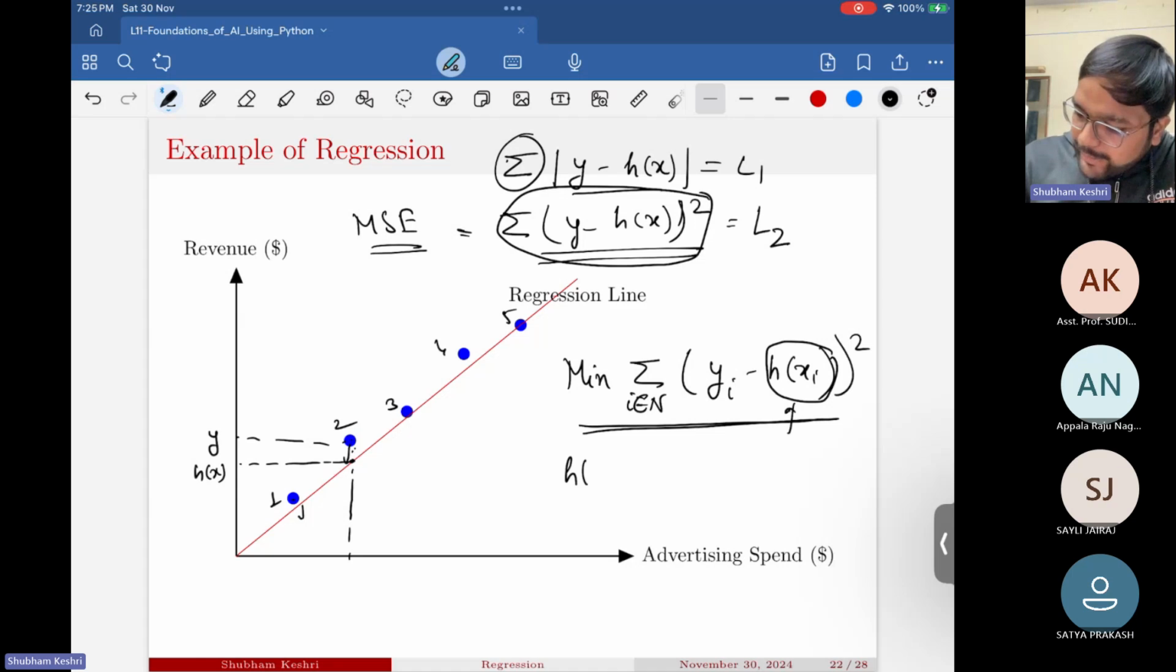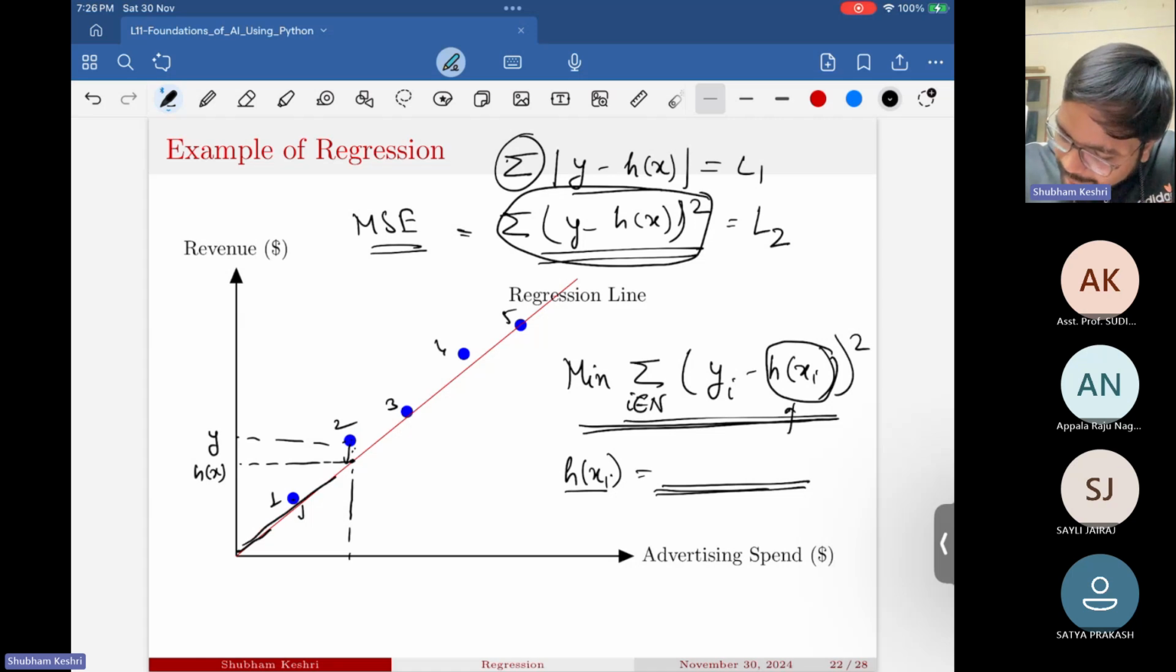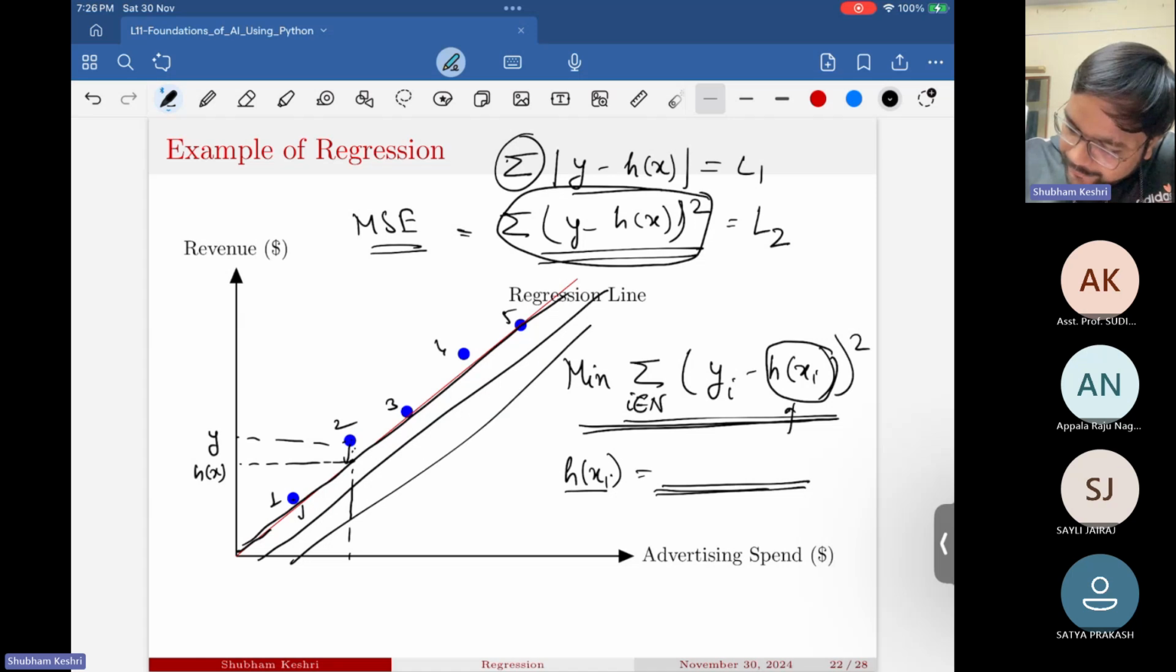h of xi is actually the equation of the line, so that will be the constraint. Is that all right? When you minimize this function, you obtain this line. You can have multiple lines, you can have this line, this line, or this line. The best line which minimizes this function is the regression line, is that line.